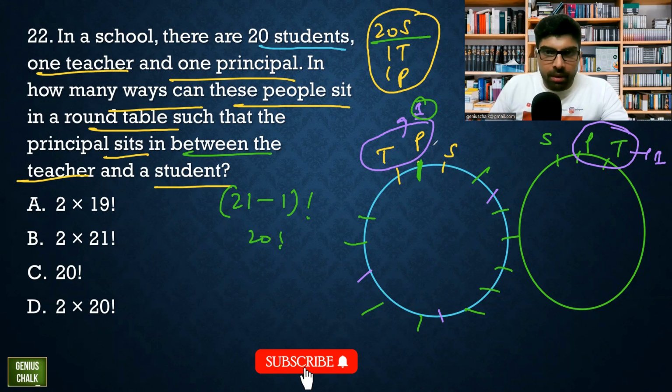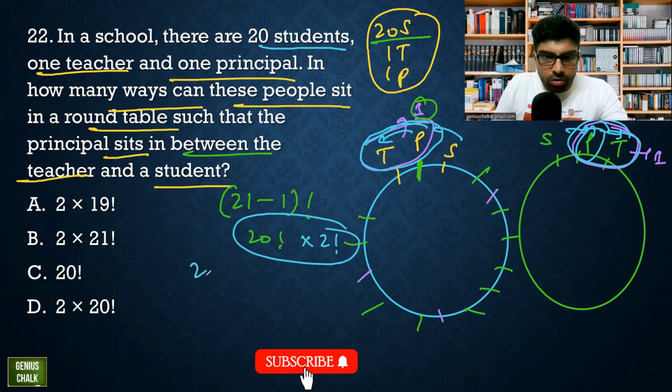But you can see there are 2 arrangements of the principal and the teacher: they can sit to the right side of the student or to the left side of the student. This is the right side, this is the left side, and the principal is sitting between both. So they can arrange themselves in 2 factorial ways, that is 2. So 20 factorial into 2 has to be my answer, which is option D.